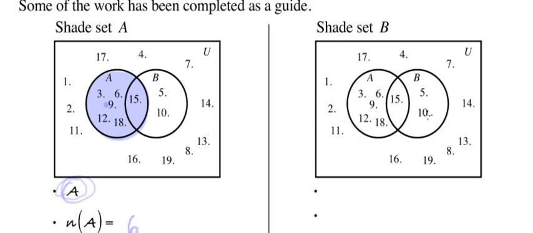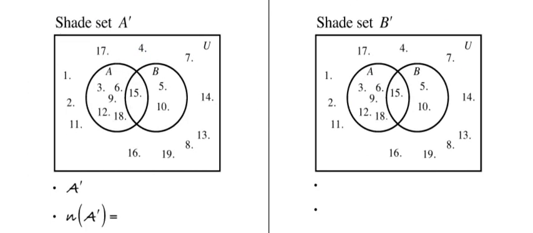Now, shade set B. There we are. A little sloppy. And, all right, so we shaded B. That's the multiples of 5. Multiples of 5. And how many members are there? 1, 2, 3. Easy enough so far.